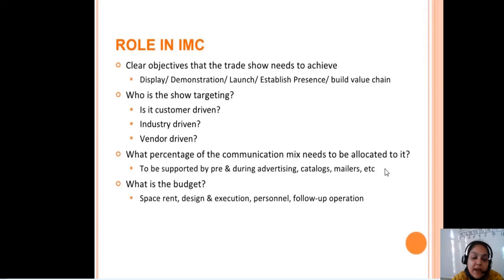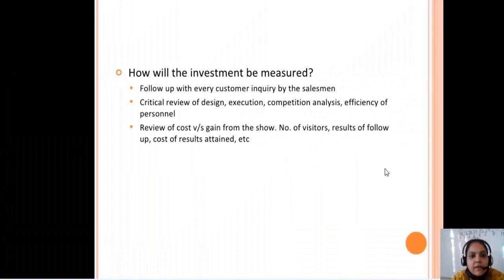Okay, while doing the advertisement, what all things will you require? Whether you require only the verbal things, or the advertisement and the catalog, you have to understand each and everything. You have to decide your budget also, the budget in terms of various things, that is space, rent, design, execution, everything. Now, how will the investment be measured?